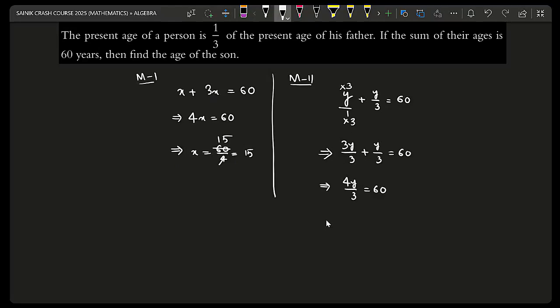Now I want the value of y. Sir, transpose 4 by 3, sir. When a fraction is transposed, it becomes its reciprocal. So 4 by 3 will become 3 by 4. Now we can do cancelling. 4 15s are 60, 15 3s are 45. But this 45 is the father's age. Why? Because we called father's age y. But they're asking the son's age. Son's age is y by 3. That means 45 divided by 3. Again, we got the same answer, 15. So you can use any method, but I suggest the first method because it saves time.